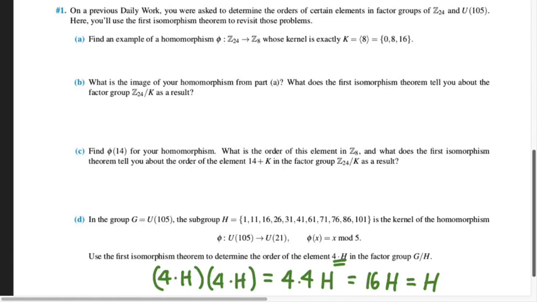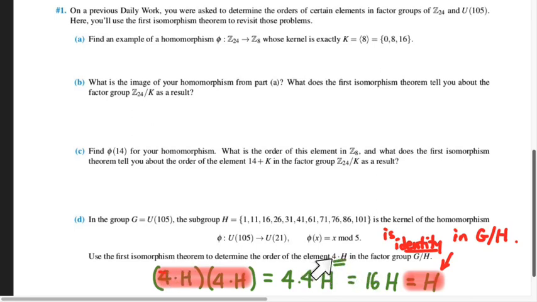Right? So the very quickest way to do a problem like this, and it certainly works when the order is small, is just to try taking powers of the element that we're looking at. And now that I've gotten this to be H, what role does H play in the factor group, G mod H? What special status does H have? In the factor group, H is another name for the identity. And so now that I've found that the second power is equal to the identity, what do I conclude the order of 4H is? Order is 2.